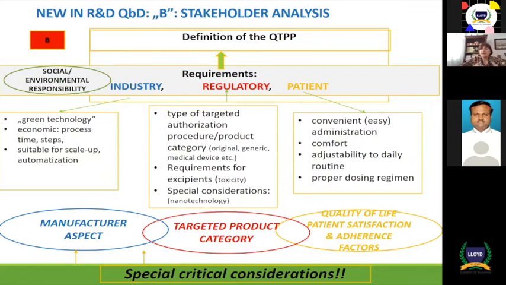So then when we start our research, in the middle column you see the regulatory aspects. We have to take into consideration what is the targeted authorization procedure and product category. Is it an original drug? Is it a generic? Is it a biological? Is it a medical device? Is it a food additive? Because the requirements of the regulatory bodies will depend on the category you want to put it in. But this is a decision at the first time.